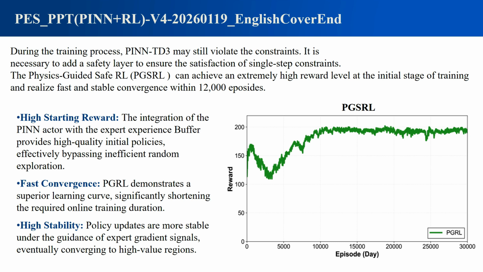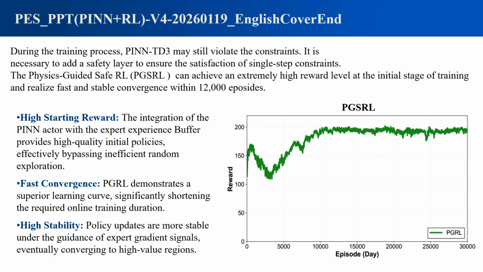The reward curve begins at a high level, falls temporarily as exploration exposes difficult regions, and then recovers to a stable high reward band. Around 12,000 episodes, the curve is already close to its long-run performance level. The three bullet conclusions are tied directly to the curve.